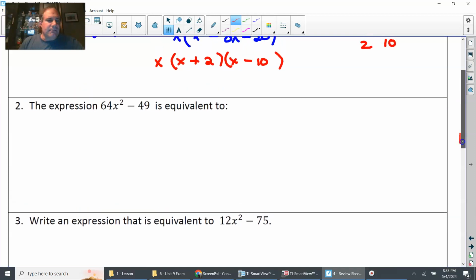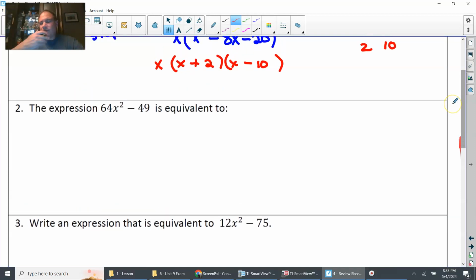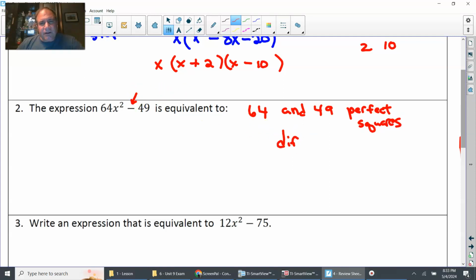So going on to the next one, the expression 64x squared minus 49. So I'm going to take a look and say, okay, I'm going to look at the greatest common factor, but before I do the greatest common factor, I notice that 64 and 49, both of them are perfect squares. So if they are perfect squares, and this is a minus sign, that means we can have the difference of squares.